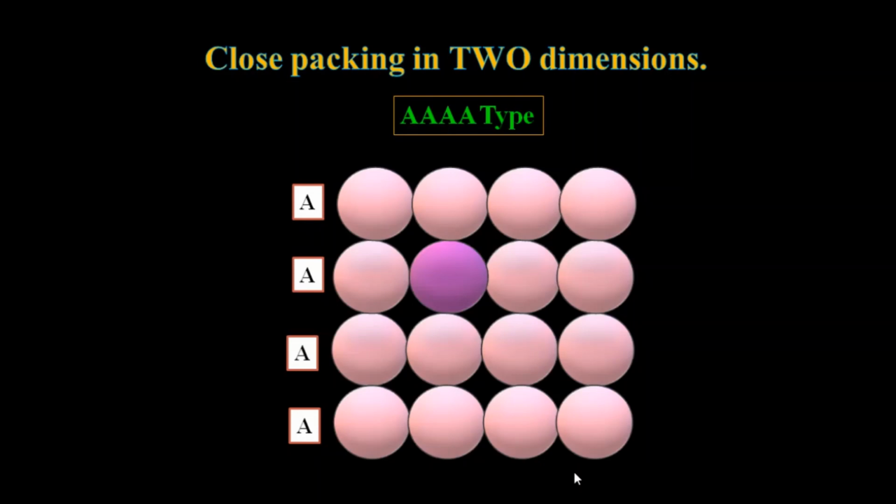In this arrangement, the spheres are found to form a square. Hence, this type of packing is also called square close packing in two dimensions. Here the square is formed. This is a blue color square around this violet color sphere.